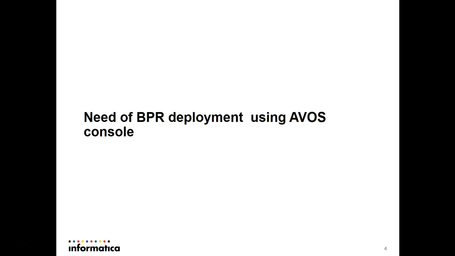But there are scenarios where the ActiveVoS user has not been given the correct privileges, the correct roles which are required for this service definition to get deployed. In that case, we have to deploy the default BPRs using ActiveVoS console. Those BPRs are available under the resource kit, and you can download them from there and deploy them using ActiveVoS console.